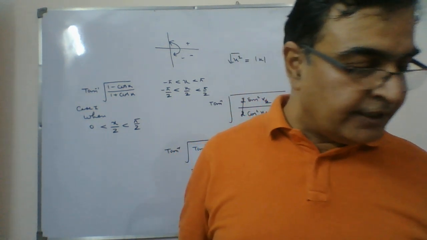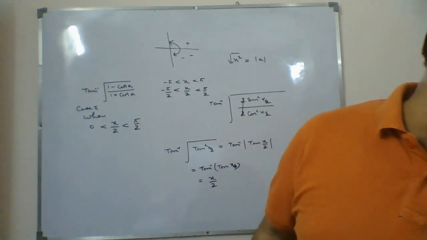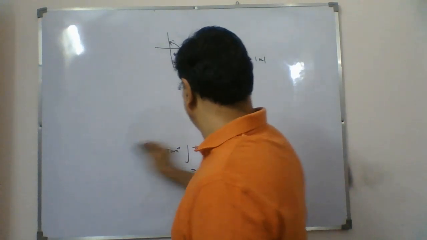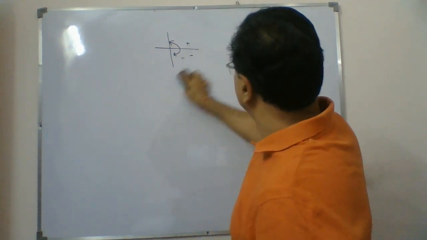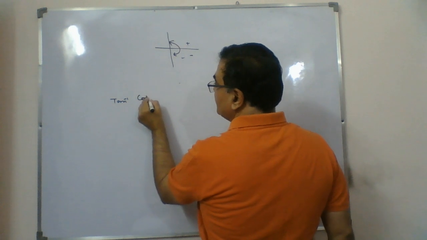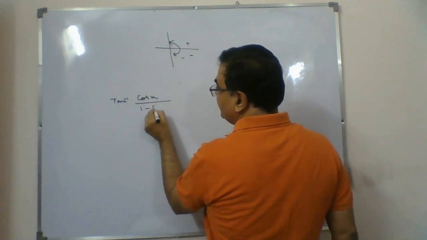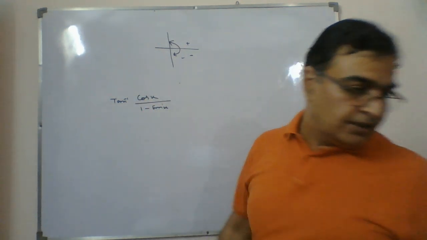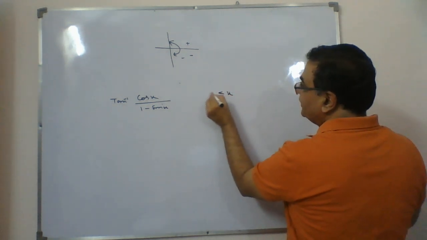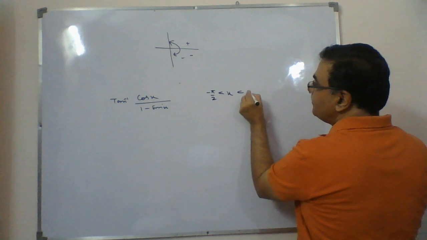Now coming to the second part. Tan inverse of cos x by 1 minus sin x, and here x is between minus pi by 2 and pi by 2.